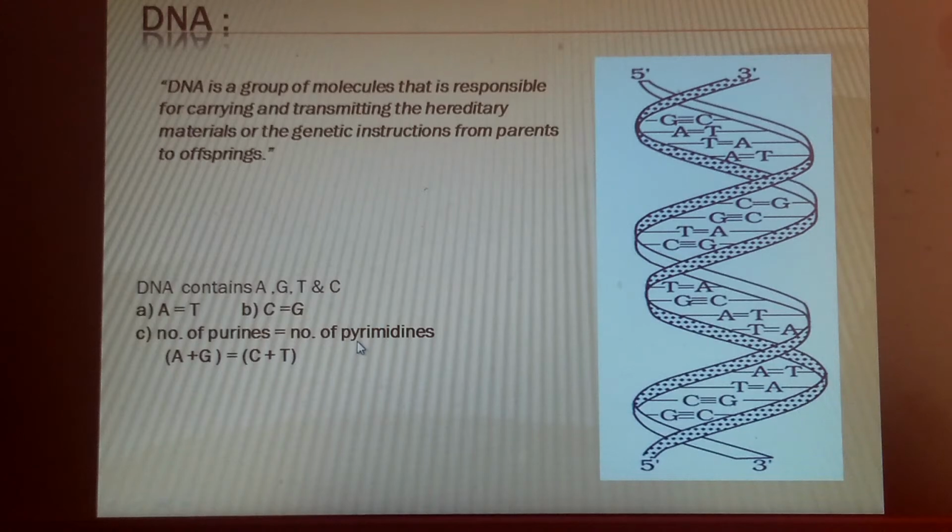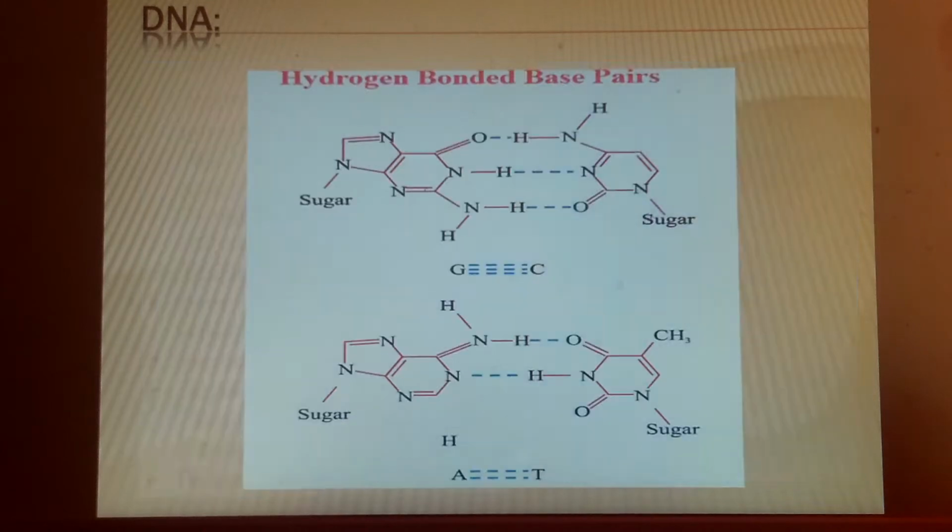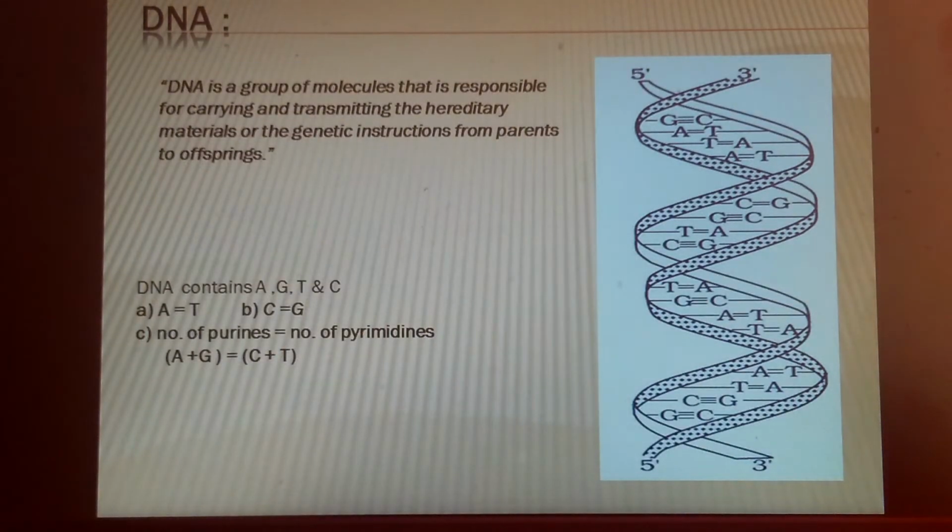But the ratio AT by GC, that is adenine plus thymine divided by guanine plus cytosine, is different. We are going to study that in our competitive exams. So AT is different and GC is different. But A equals T and C equals G. That ratio is different, but the number of adenine is equal to the number of thymine. Likewise, cytosine is equal to guanine.